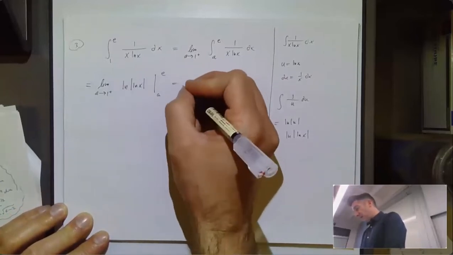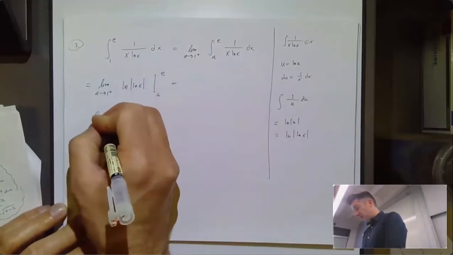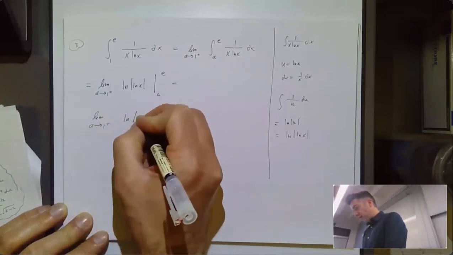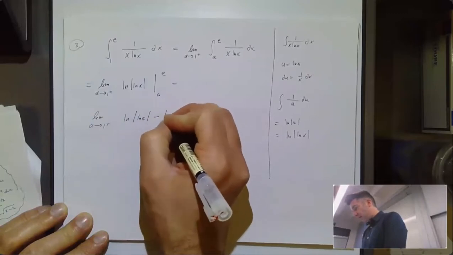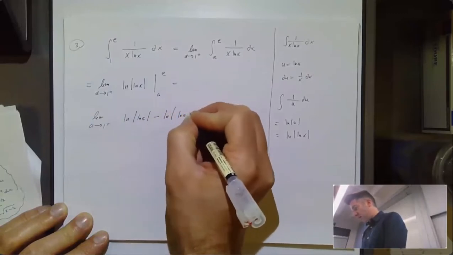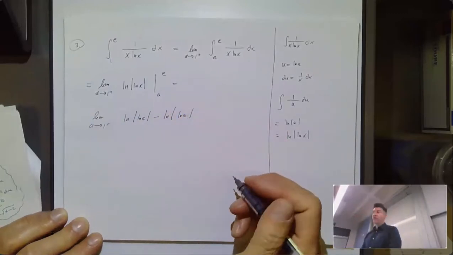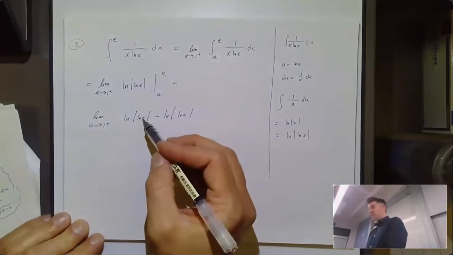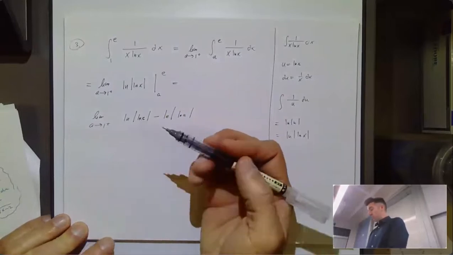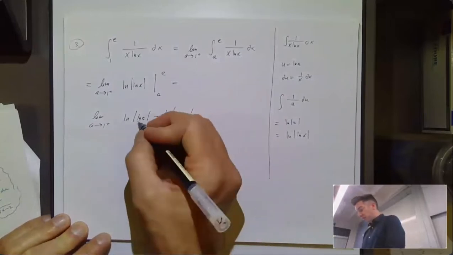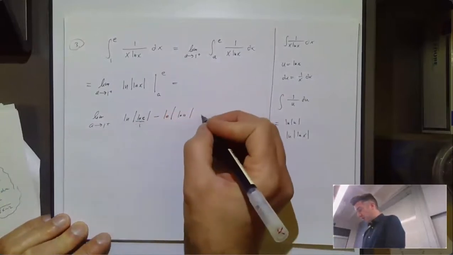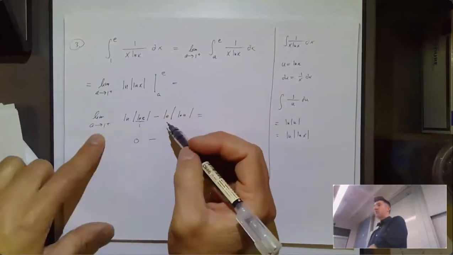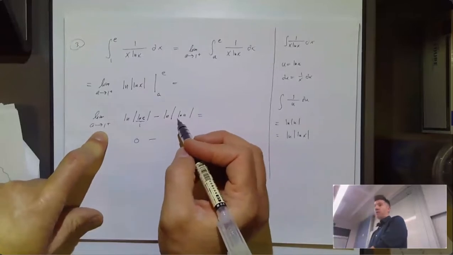And then if we plug those in, we're going to get the limit as a approaches 1 from the right of the natural log of the absolute value of the natural log of e minus the natural log of the absolute value of the natural log of a. And then we have to evaluate the limit. So this part, let's see, natural log of e is 1, and the natural log of 1 is 0. And then as a approaches 1, the natural log of a goes to 0.